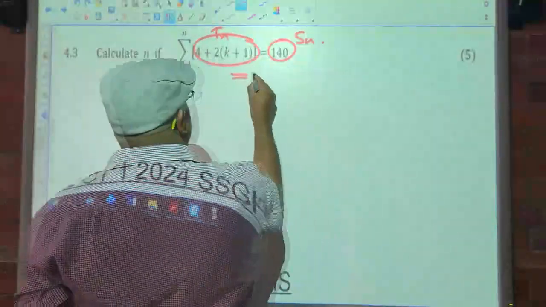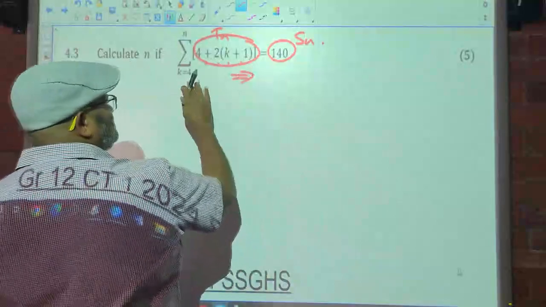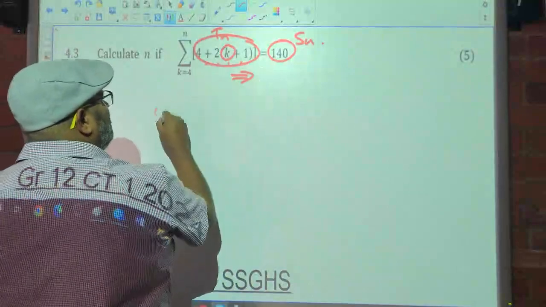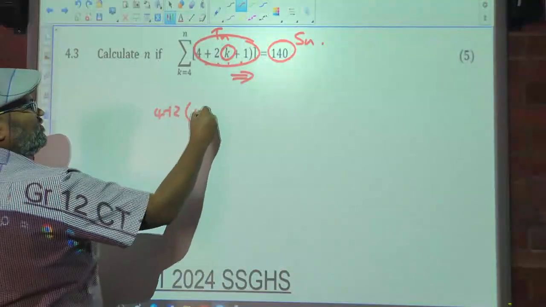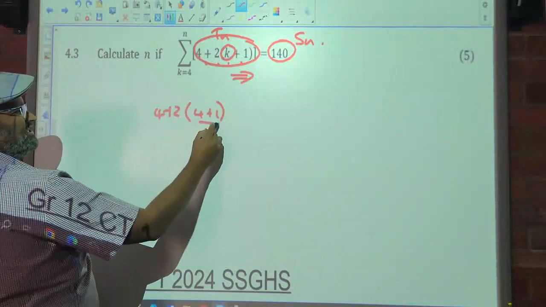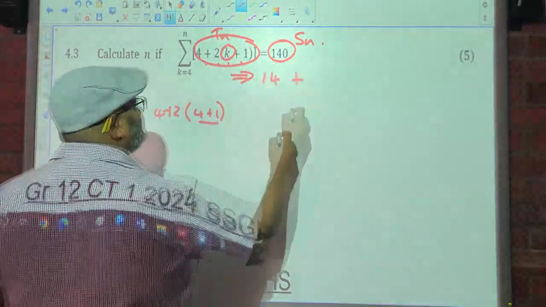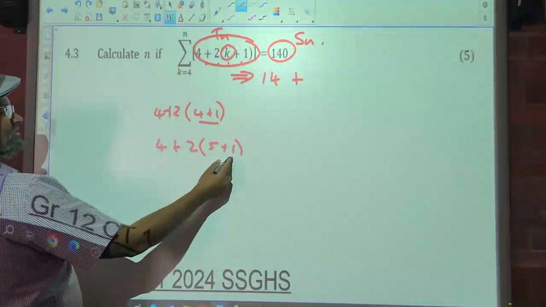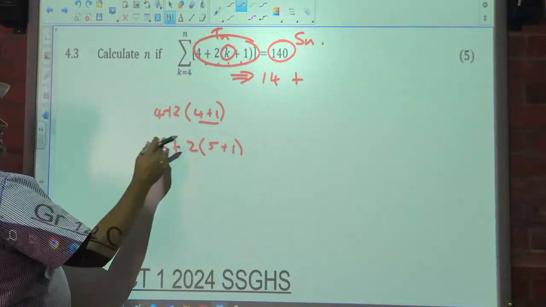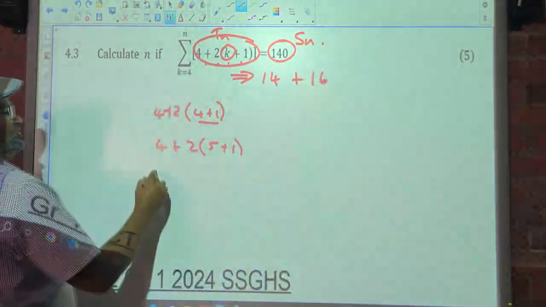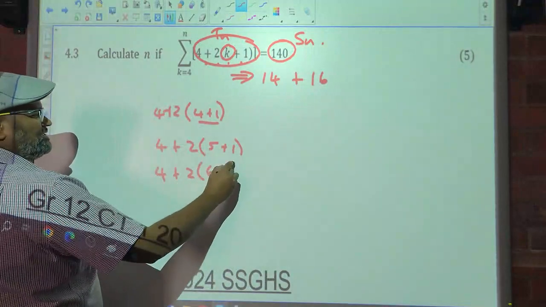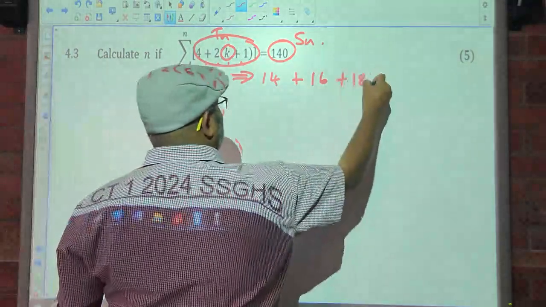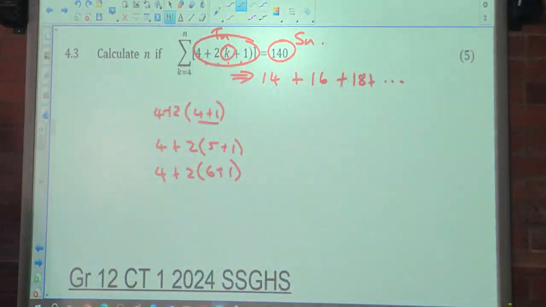So we start by working out our first 3 terms. We start by subbing in 4 where we see k. So we're going to get 4 plus 2 into 4 plus 1. So that's going to give you 5 times 2 is 10, plus 4, it's going to give you 14. Go with the next one. 4 plus 2 into 5 plus 1. What's 5 plus 1? 6 times 2? 12 plus 4? 16. The next one. 4 plus 2 into 6 plus 1. What's 6 plus 1? 7 times 2? 14 plus 4? 18. And those are the first 3 terms of the sequence.